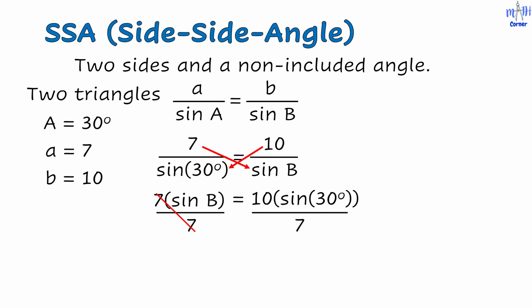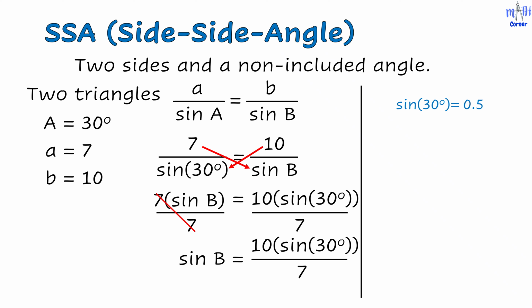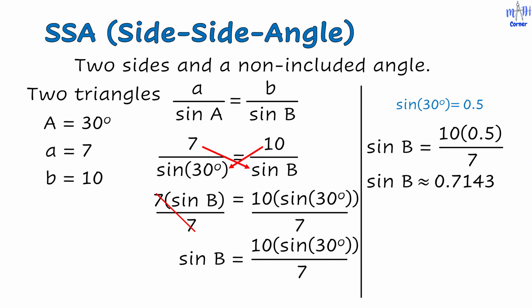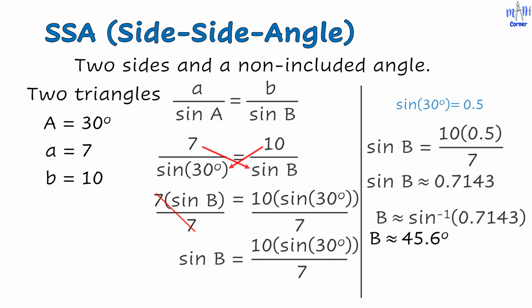Sine B equals 10 times sine 30 degrees divided by 7. Since sine 30 degrees is equal to 0.5, sine B is equal to 10 times 0.5 divided by 7. Sine B is approximately equal to 0.7143. Take the inverse sine of both sides to find the angle. Angle B is approximately equal to the inverse sine of 0.7143. Angle B is approximately equal to 45.6 degrees.